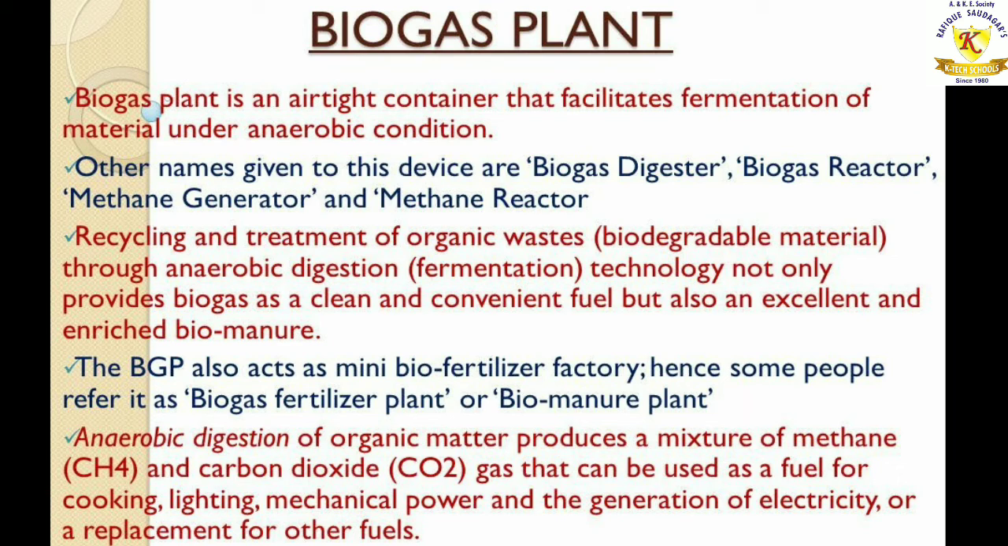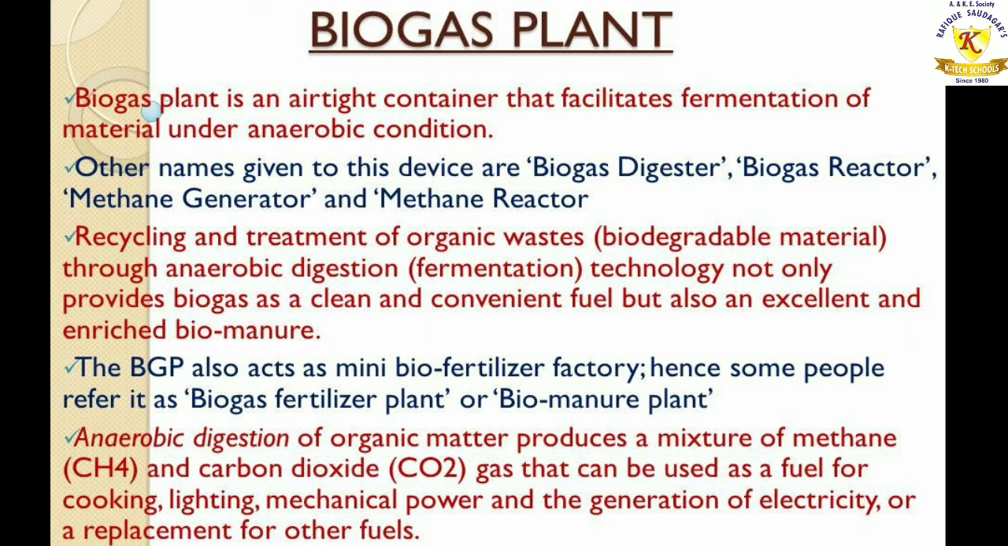Recycling and treatment of organic waste, that is biodegradable material, through anaerobic digestion, that is fermentation technology, not only provides biogas as a clean and convenient fuel, but also an excellent and enriched biomanure. The biogas plant also acts as a mini biofertilizer factory. Hence, some people refer to it as a biogas fertilizer plant or biomanure plant.